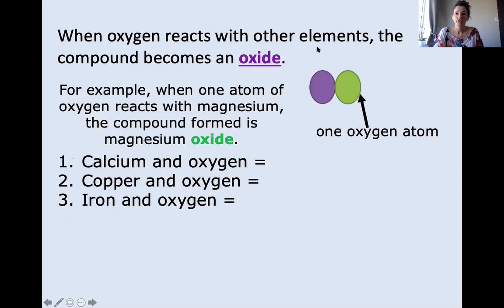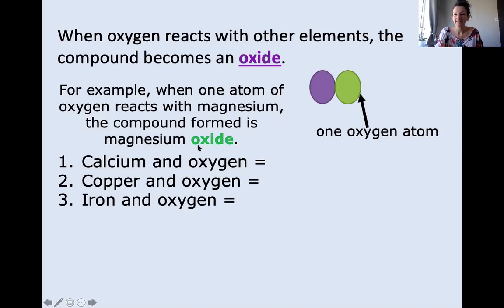When oxygen reacts with other elements, it becomes an oxide. So we've still got that "ide" because there are two elements joining together. If one of them is oxygen, it becomes oxide. For example, when magnesium and oxygen join together, we get magnesium oxide.